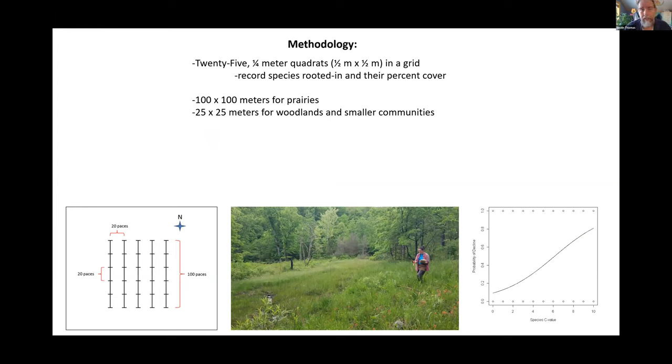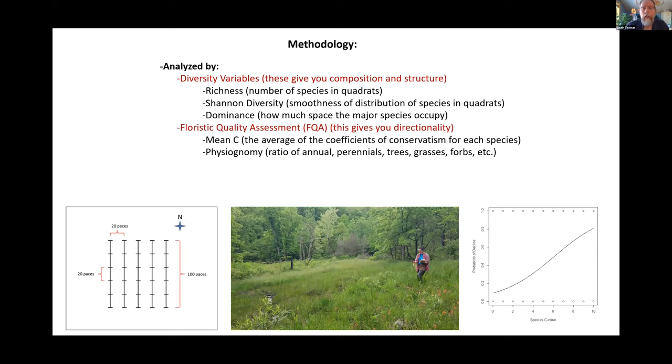The methodologies I tend to use, I've used a lot over the years, and my organization has basically become the data collecting wing for most state and private conservation organizations in my region. So we use a lot of different methodologies. What I find best is we tend to use 25 quarter-meter quadrats in a grid pattern similar to the bottom left of the screen. We can expand that to larger communities like prairies, or shrink it down for woodland communities as well.